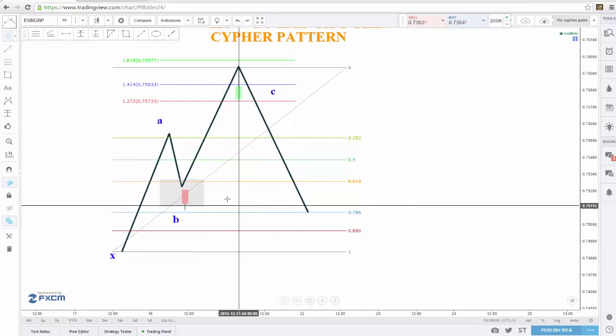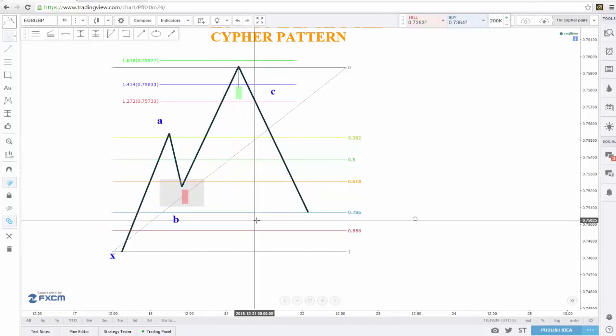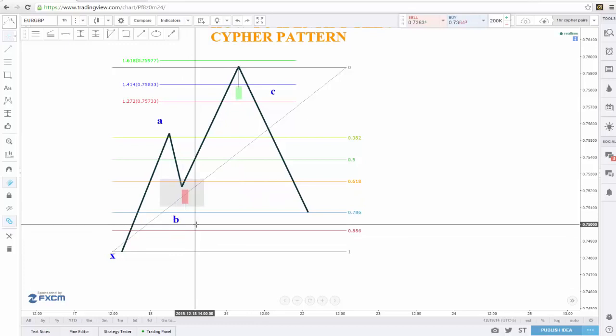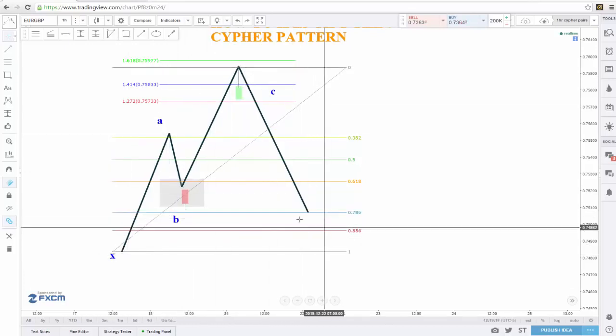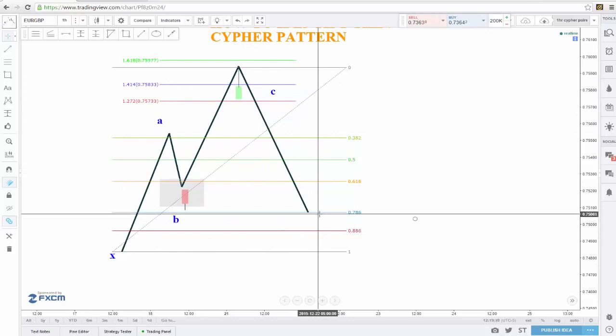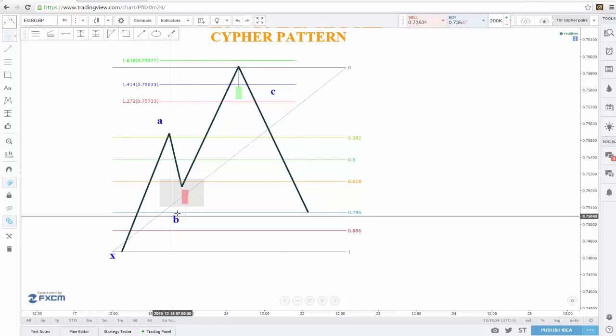Now there is one more rule to the cipher pattern that I don't hear mentioned as much as it should be, and that is that the B leg, once you pull from X all the way up to get your D, your finishing point of this cipher pattern, the B leg cannot touch the 786.